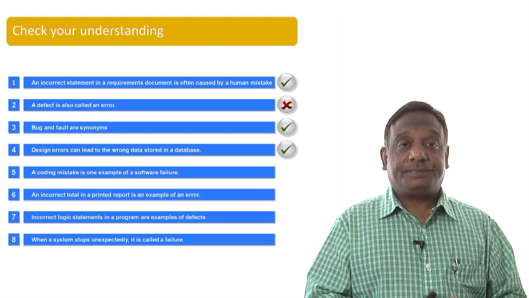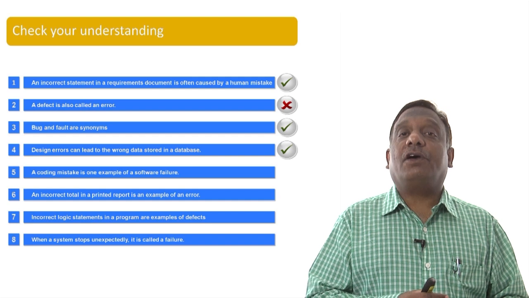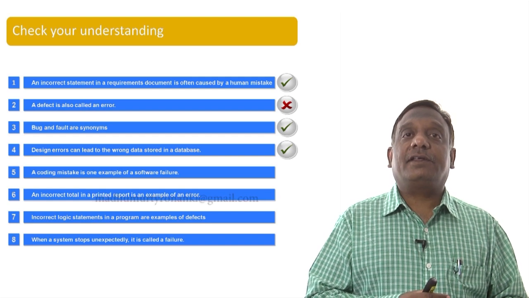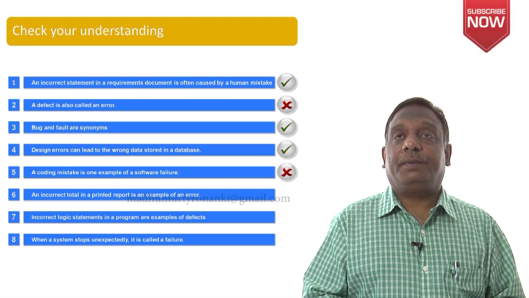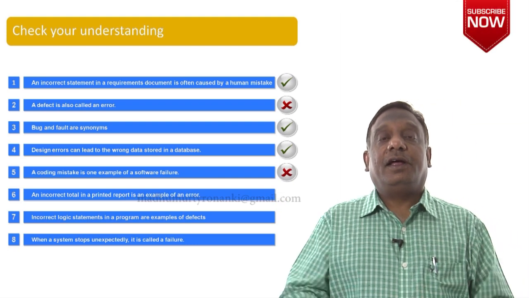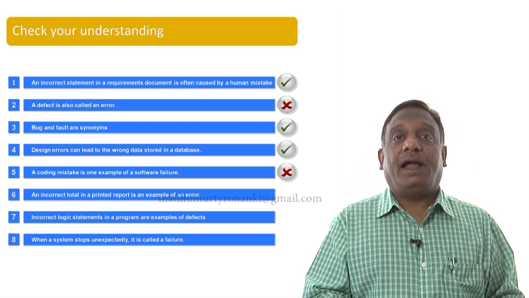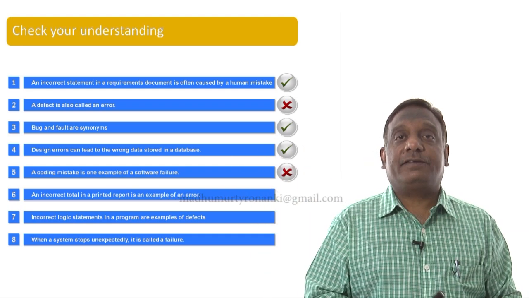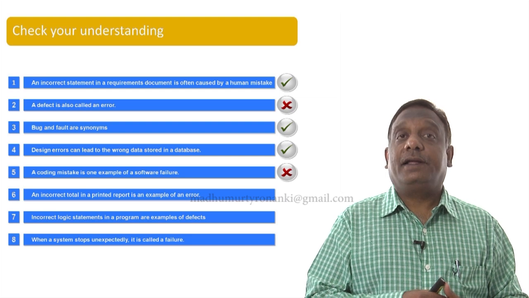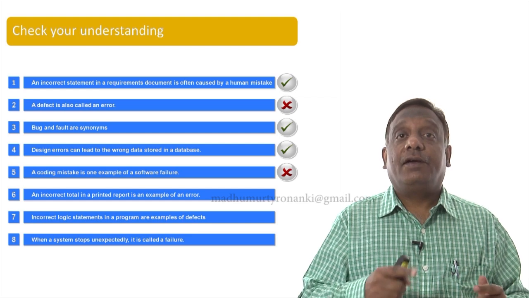The fifth statement is: a coding mistake is one example of a software failure. Yes or no? This is a wrong statement. Mistakes are errors. Errors are not failures. Errors cause flaws in the software, and if these flaws are not found and removed, they may lead to failure events. So that is how the linkage works. But a coding mistake is not an example of a software failure.